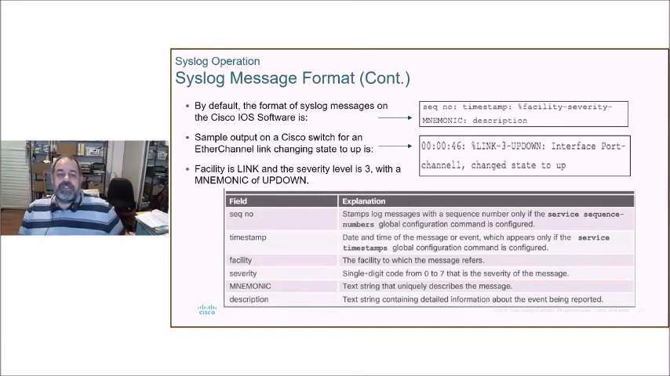If you see a syslog message, it's going to have several parts to it. It's going to have a sequence number, a timestamp, a facility, a severity, a mnemonic, and then the full description. As an example here, this is the 46th message, and it's a link up down message: interface port channel changed state to up. That's a sample, and this is your mnemonic.